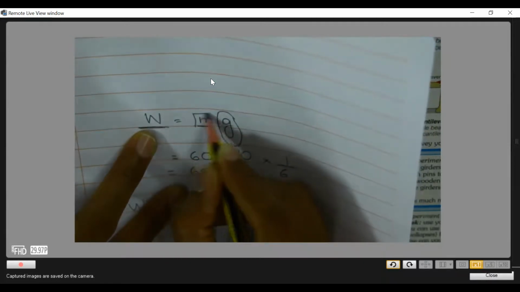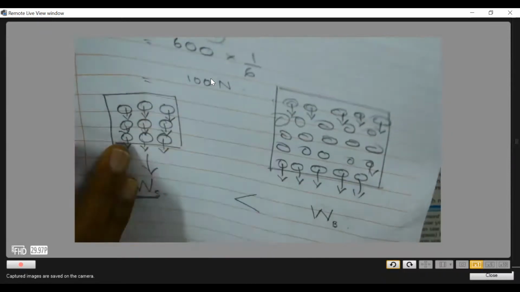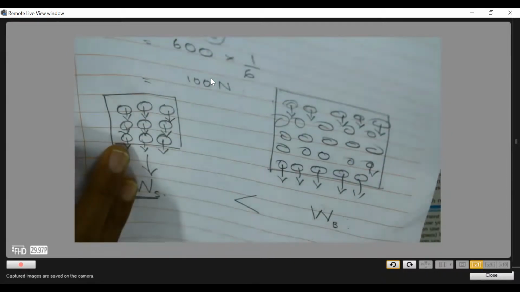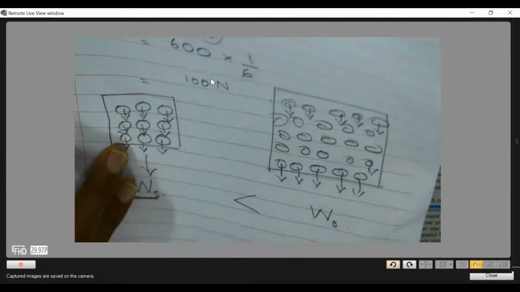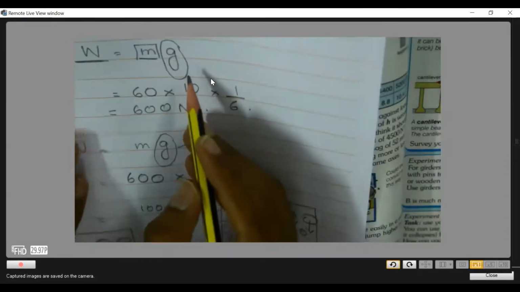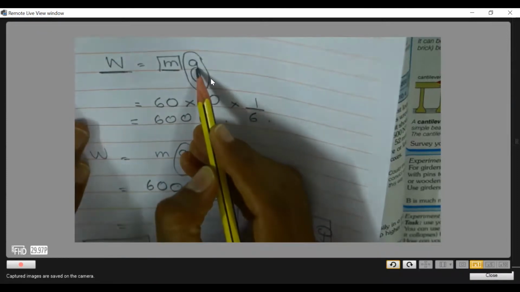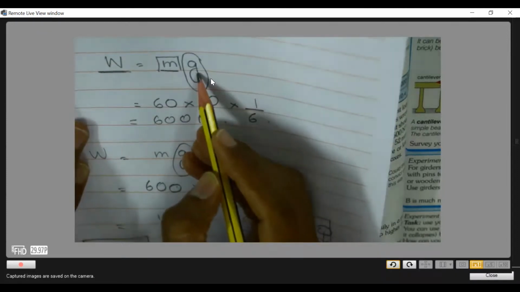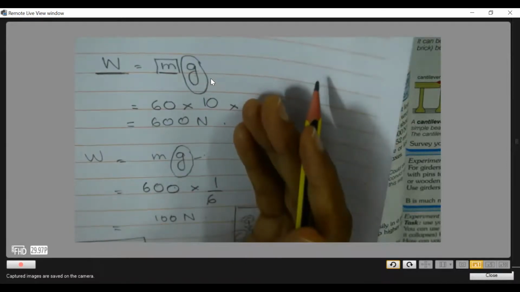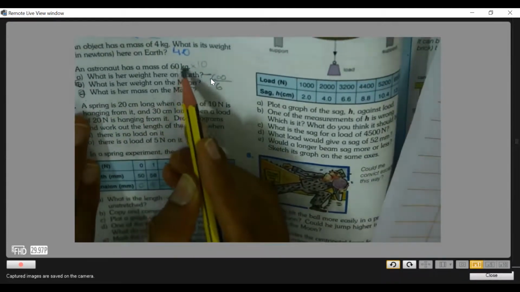The mass is the number of atoms. That stays the same. If I go to the moon, whatever number of atoms are in my body will stay the same. I did not lose any atoms here, did I? No. But the gravitational pull, which is pulling me towards the center of the moon, will be weaker. Did you understand? Yes, teacher. So mass will stay the same on the moon. The mass will be 60 kilograms.